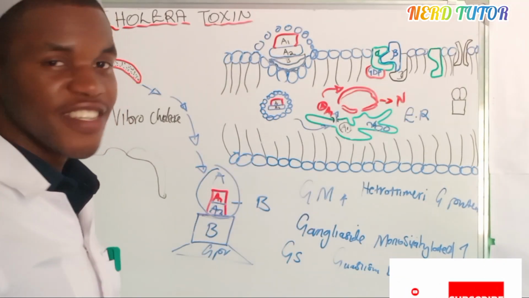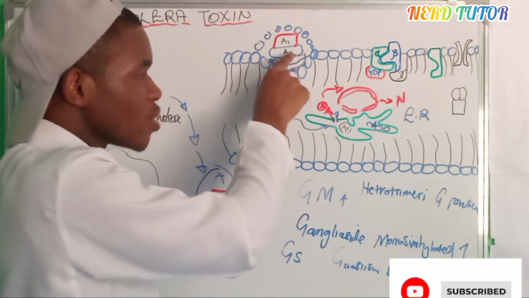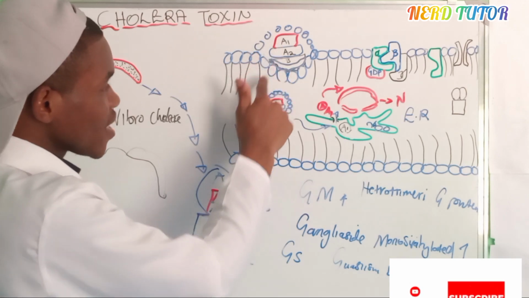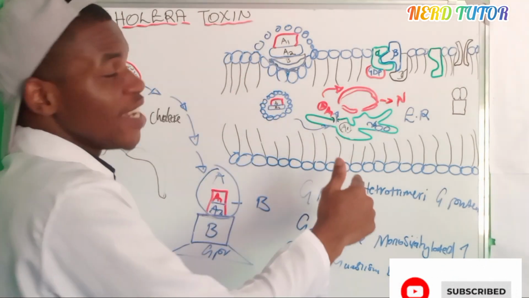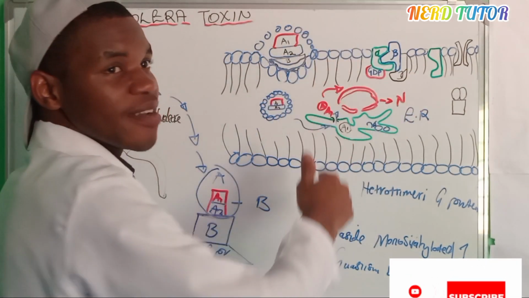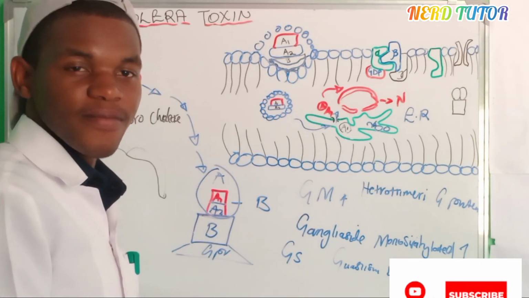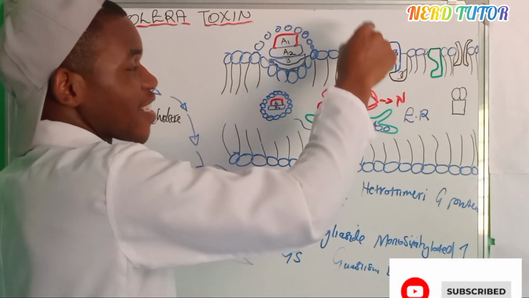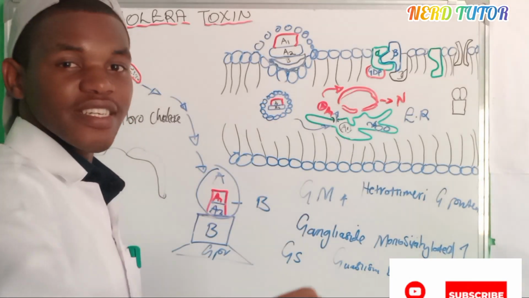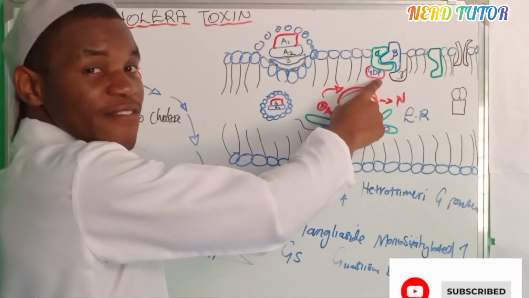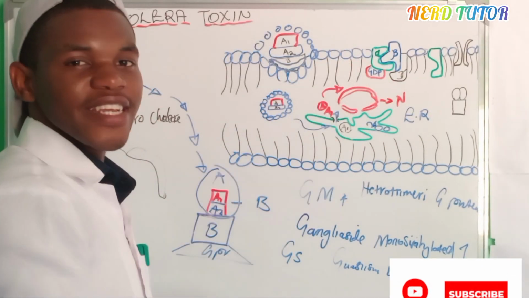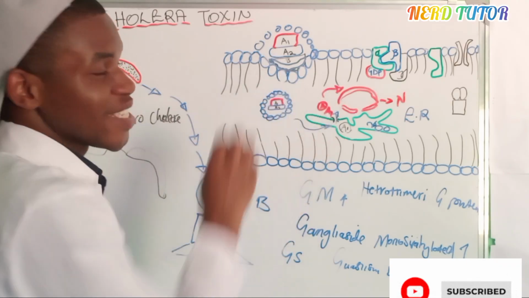But it is different when this virus enters through the GM1. When it enters through the GM1, it will activate this GS protein that we're talking about here by itself. After it is activated, this guy will even fail to be turned off by its own self. So this is what is happening here.